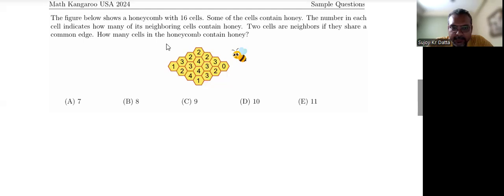Looking at this Math Kangaroo question, it's a diagram-based question. It says that there is a honeycomb with 4 by 4, so 16 cells. Some of them contain honey. So this is like the classic Minesweeper game that we had in Microsoft, right?